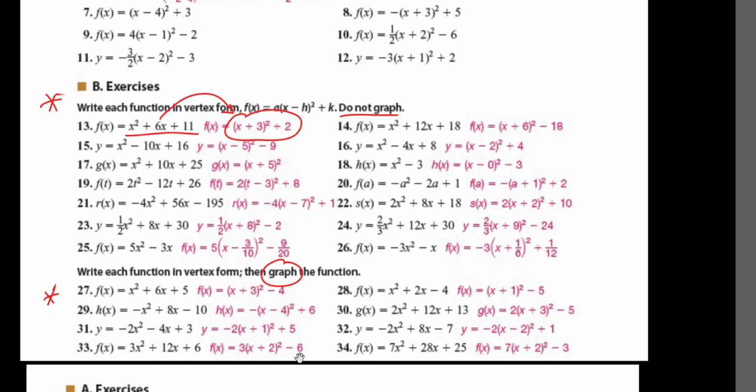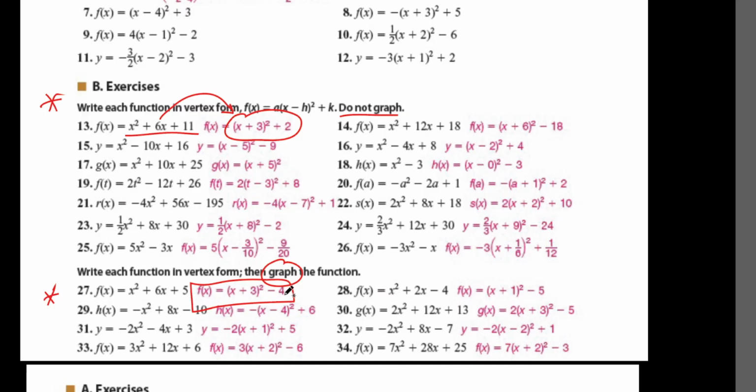And what if it was in vertex form, like this one right here? All right, let's do an easy one. What if it was in that form? What does this tell you just by looking at it? Once you put it into vertex form, what does that tell you? It tells you the vertex. What's the vertex? Just looking at this.